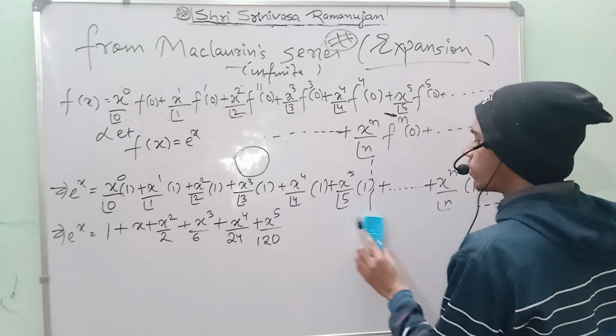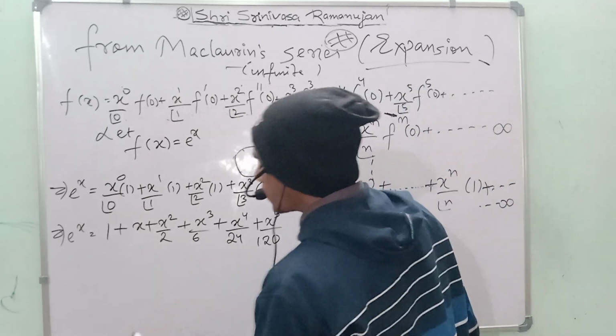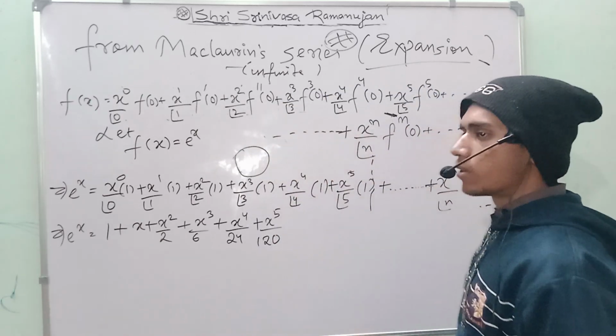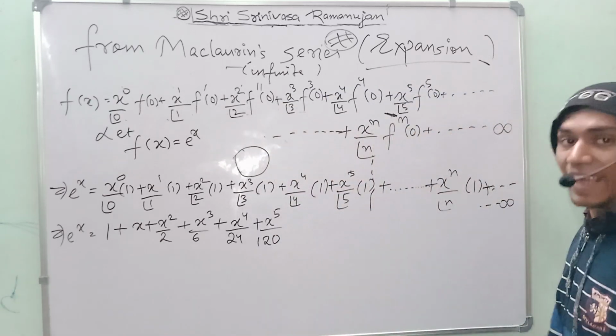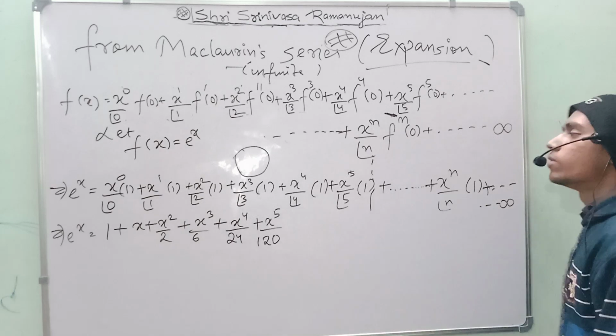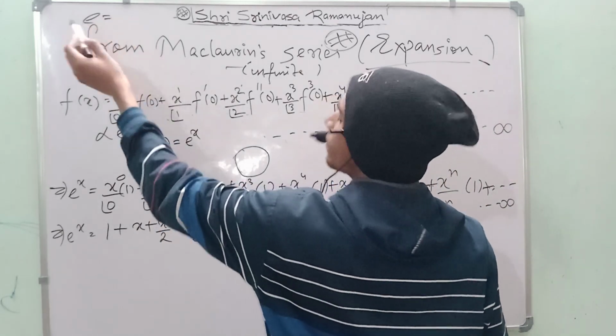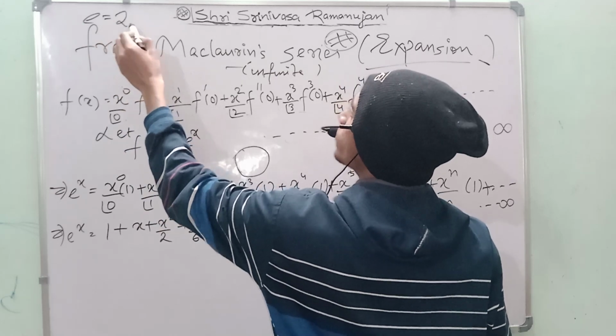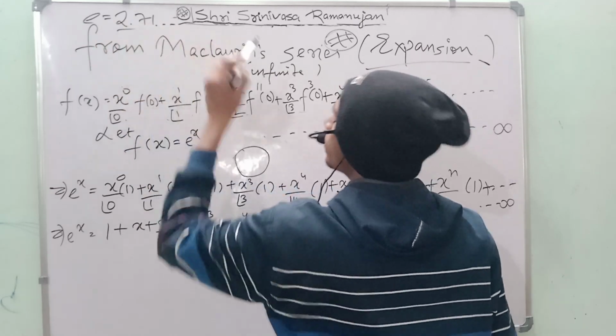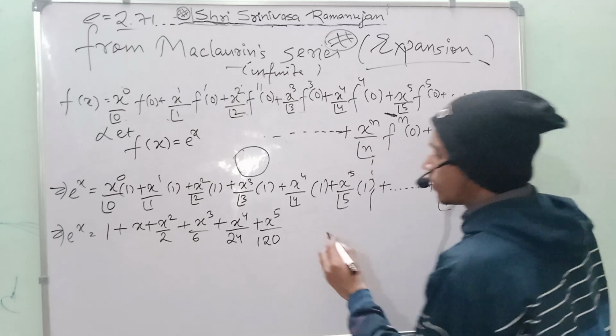In order to reach our aim, that is E equal to 2.71, what do we have to prove? We have to prove E is equal to 2.71 dot dot dot. No problem. Okay, what do we do?